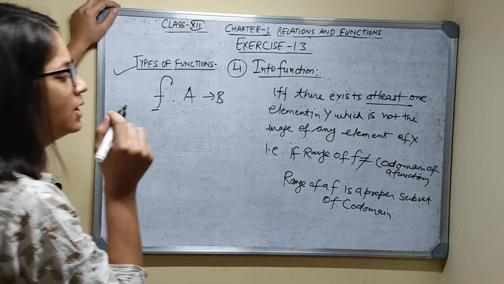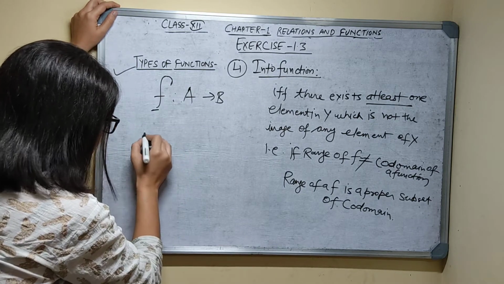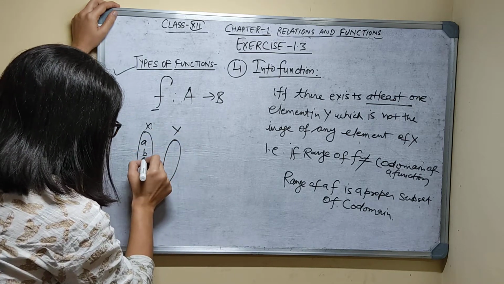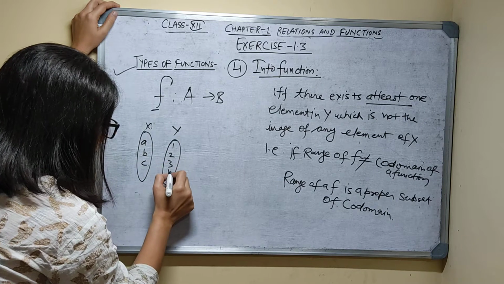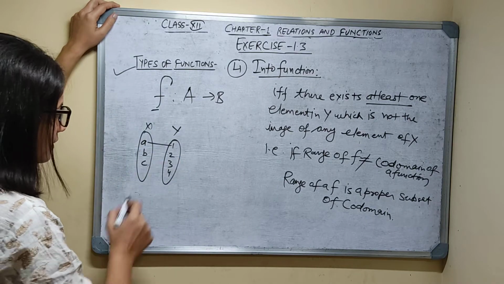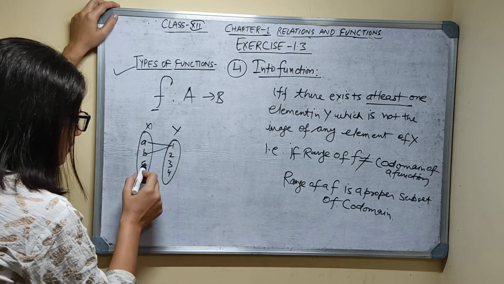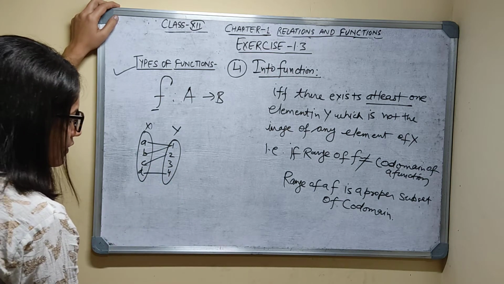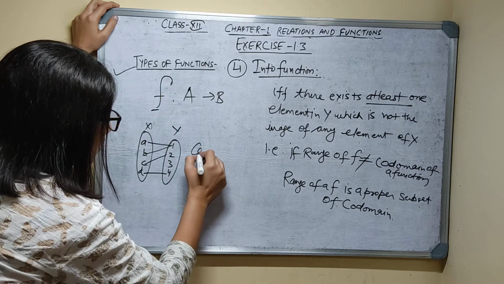What do you mean by proper subset? First I will explain this. This is X, this is Y. A, B, C, 1, 2, 3. This is related to this. This can be related to this. This can be related to this. D also related to this. So here codomain is equal to what?